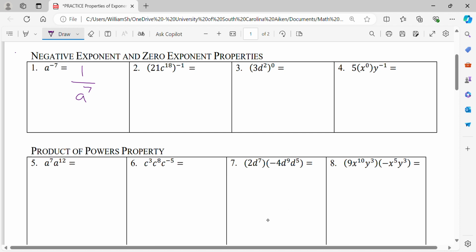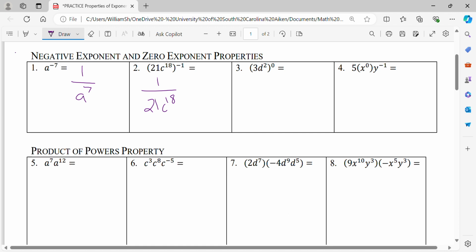Alright, in this one it says 21c raised to the 18th power, all raised to the negative 1. Now here, we want to get rid of negative exponents. Now all of this is in parentheses and raised to the negative 1 power. So the easiest way to get rid of that negative exponent is just put all of that down in the denominator. There's nothing else to simplify here at all. That's it. Might look complicated, but one simple step and we are done.